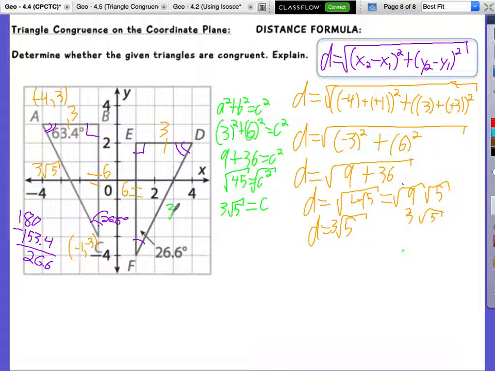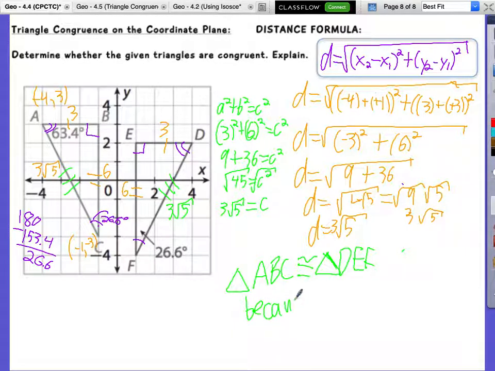So are these the same? Are all corresponding sides and corresponding angles congruent? Yes. So are these triangles congruent? Yes. So we could say triangle ABC is congruent to triangle DEF, because, same reason as earlier, all corresponding parts are congruent. I know it's a bit long. We have to write this one out.